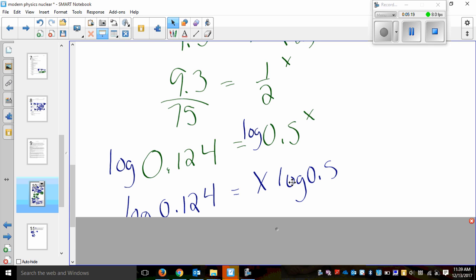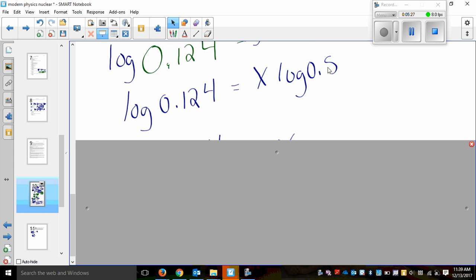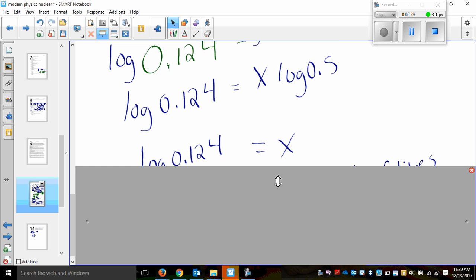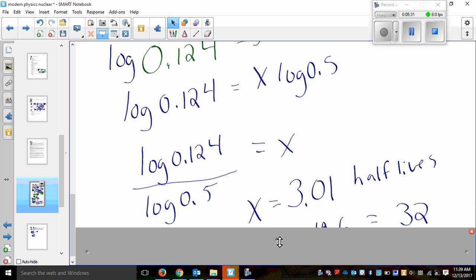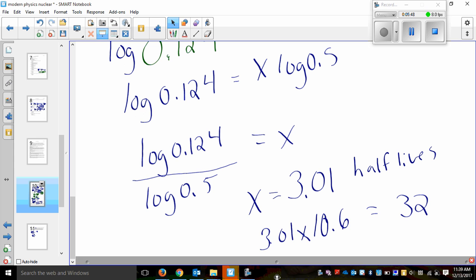Okay, now to get x by itself, we're going to go to the log of 0.124 divided by the log of 0.5. And those of you who haven't seen this before, you're just entering it in your calculator just like that. Log 0.124 divided by log 0.5 is equal to x, and we get 3.01. So our guess and check was really good. We were really good at guessing, okay? That was all you have to do there.